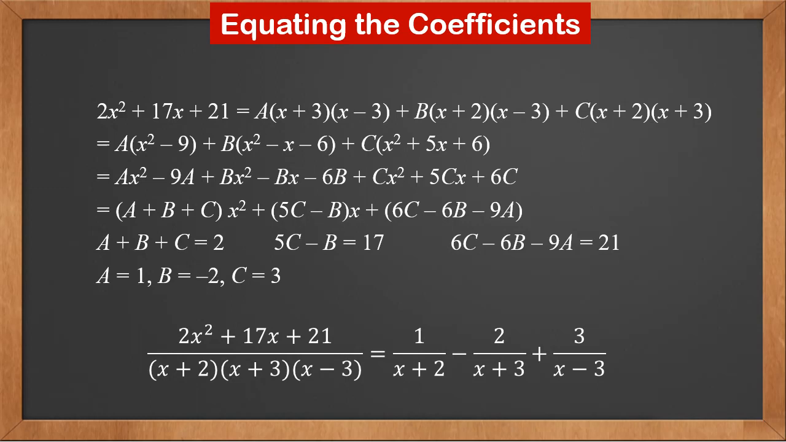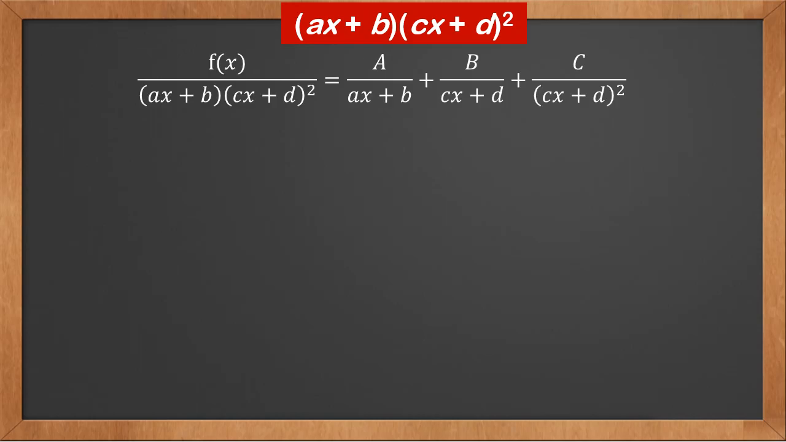But you are free to use whichever approach you feel comfortable with. The second type of denominator is (ax+b)(cx+d)². The function can be expressed as capital A over ax+b, plus capital B over cx+d, plus capital C over (cx+d)².